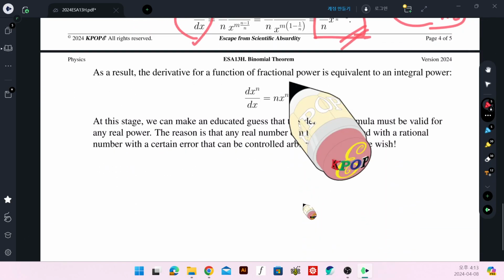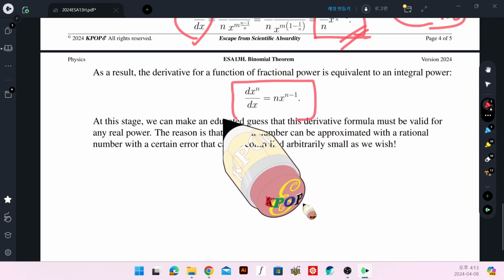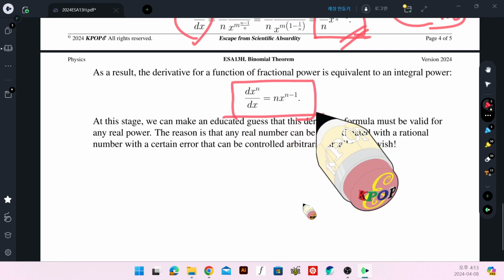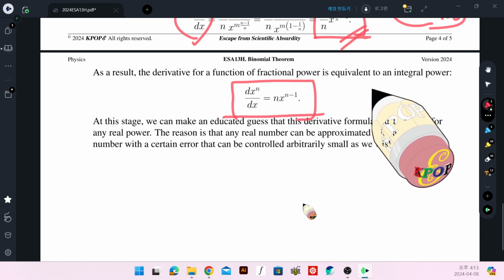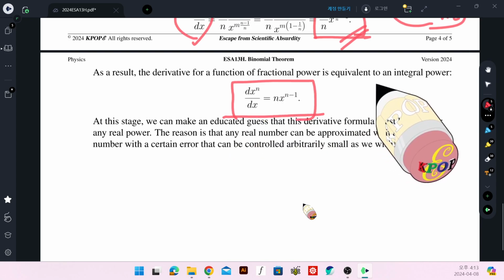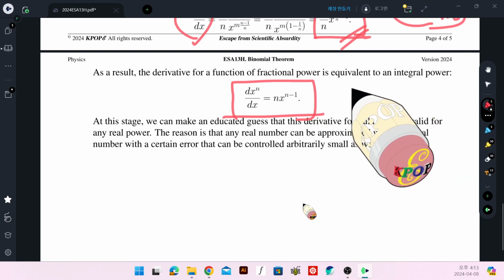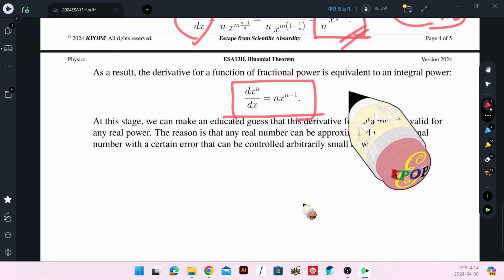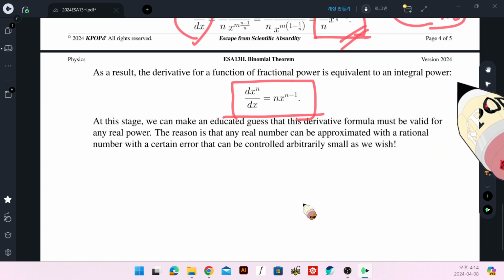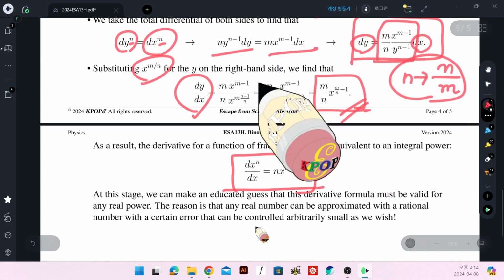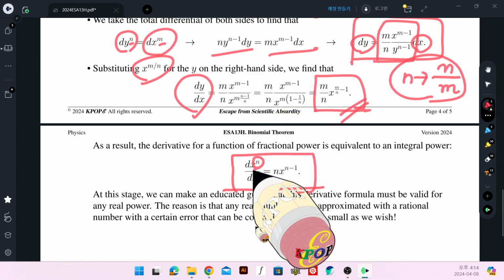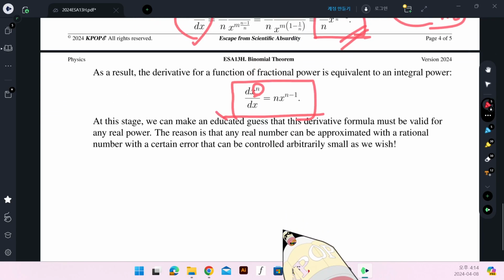Finally, we have shown that this derivative rule is true for any integer, especially for positive and 0. And actually the negative case, except for the point x equals 0, everywhere is well defined. And then we have found that in case the power is a rational number, still the formula is true.